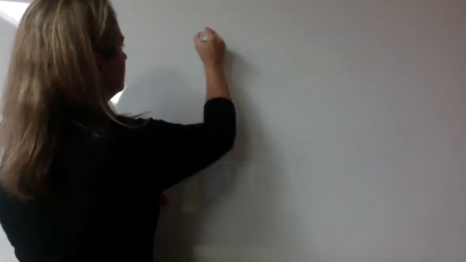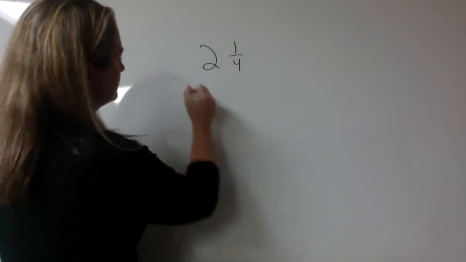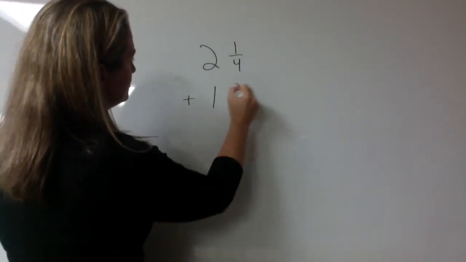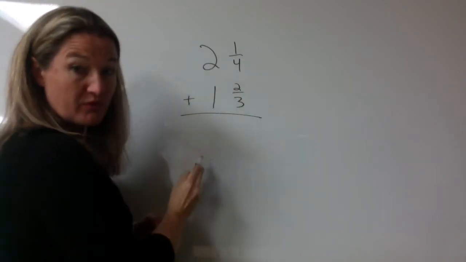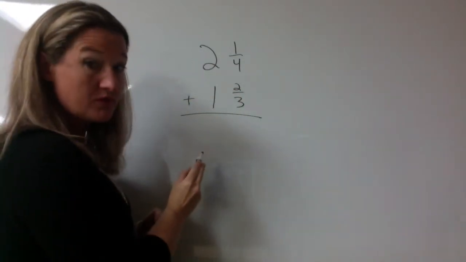Okay, we're going to go ahead and talk about subtracting mixed numbers. In your previous lesson, you were adding mixed numbers. Remember, you did 2 1/4 plus 1 2/3. Remember you lined them up vertically, which is what you'll do with subtraction.